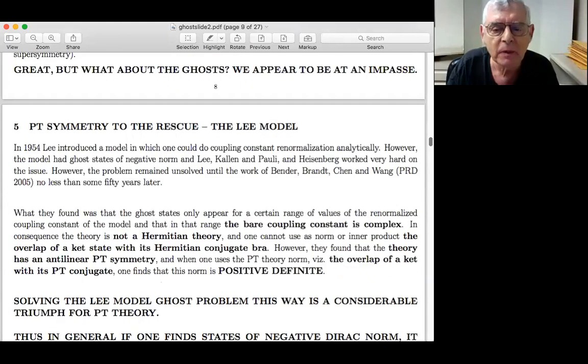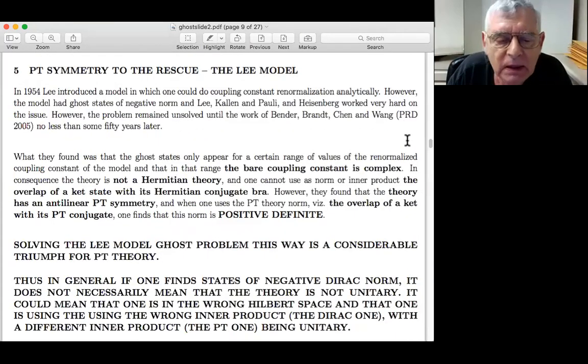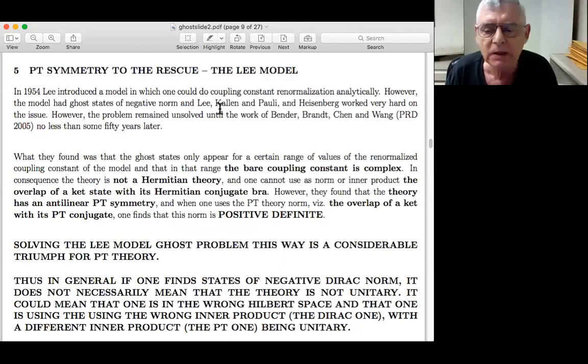A theory that was developed by Carl Bender starting in 1998 called PT symmetry, which I'll explain shortly, turns out to do the job. Lee introduced a model in this period when people were first looking at the issue of negative norms in the 1950s. In this model, you could do coupling constant renormalization analytically. You could get an expression relating the bare coupling and the renormalized coupling. It was found that the states contain ghost states, namely states of negative Dirac norm, for a certain range of values of the renormalized coupling. And that for those values, the bare coupling constant became complex.